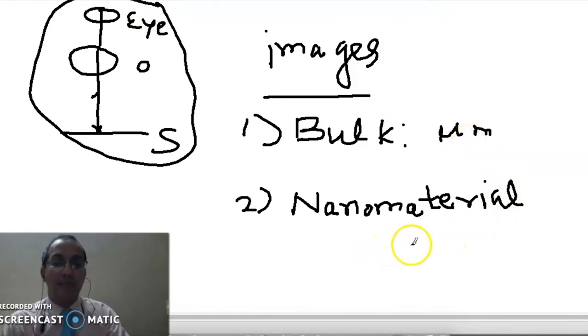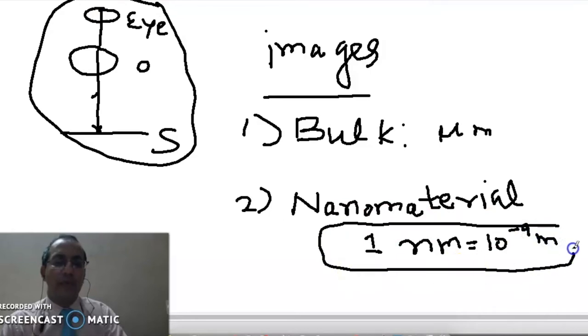And in case of the nanomaterial, the particle size would be of the order of nanometers. And we know that 1 nanometer would be equal to 10 raised to the power minus 9 meters. So with the help of the scanning electron microscope, we can produce the images of the bulk as well as the nanomaterials. That is our main focus in this case, how we understand the things and how we know about the images of different samples.